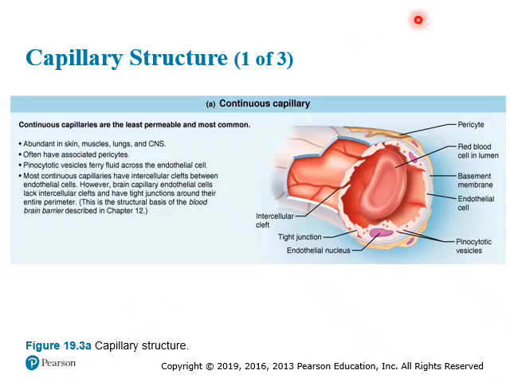These are abundant in the skin, the muscles, the lungs, and the central nervous system. They are often associated with pericytes. The continuous capillaries of the brain are unique because they form the blood-brain barrier and are totally enclosed with tight junctions. They do not have intercellular clefts. The continuous capillary. That's why you call them continuous capillaries.